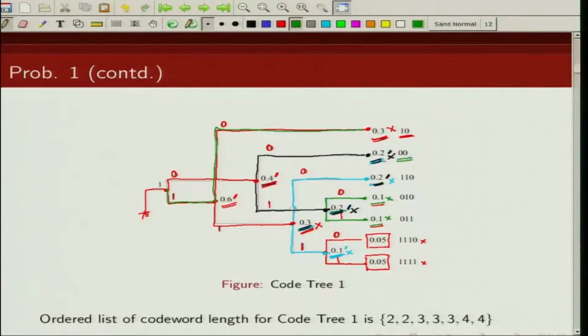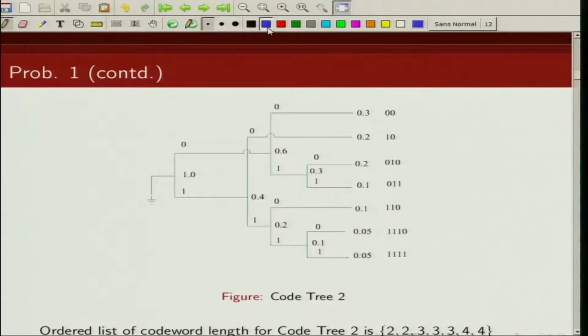Code word for this comes out to be 00. You can see 00. And similarly, you can find out code words for the others. This is 110, 011, 1110, and 1111. So these have code word lengths 2, 2, 3, 3, 3, 4, 4. So if I write the ordered list of code words, I have 2 of them with length 2, 3 of them having length 3, and 2 of them having length 4.